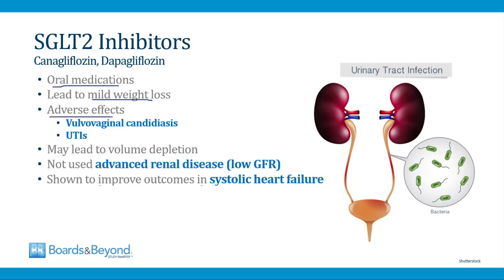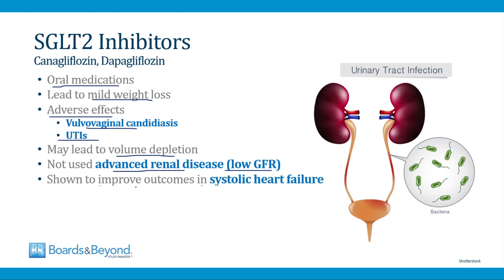The adverse effects are related to the fact that there's more glucose in the urine and that increases the likelihood of infection. So there's an increased risk of vulvovaginal candidiasis in women. There's also an increased risk of urinary tract infections. Because these drugs are mild diuretics, they can lead to volume depletion, and they're not used in advanced renal disease. That's because those patients have a low GFR, and if you reduce the circulating volume with a diuretic, you can worsen the renal function.